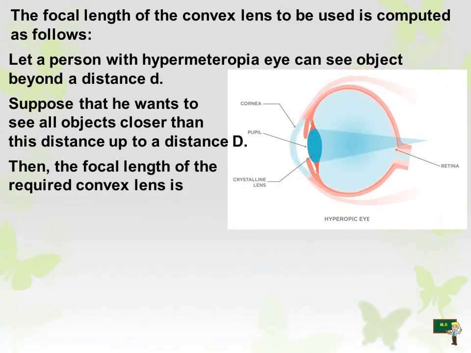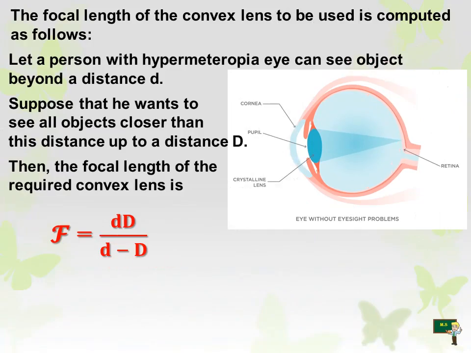The focal length of the convex lens to be used is computed as follows. Let a person with a hypermetropic eye see objects only beyond a distance D. Suppose that we want to see all objects closer than this, up to a distance d. Then the focal length of the required convex lens is f equal to capital D times small d divided by capital D minus small d.